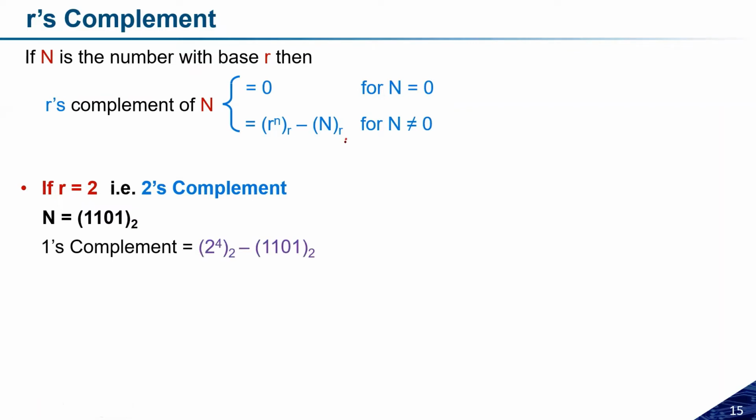If I put the values here, then 2 to the power 4, with base 2. The number of digits in the integer part is 4, so that will become 16. And if I calculate this, that will become 10000 minus 1101. If we try to solve this one, can anyone tell me what is the answer of this subtraction? Can anyone tell?